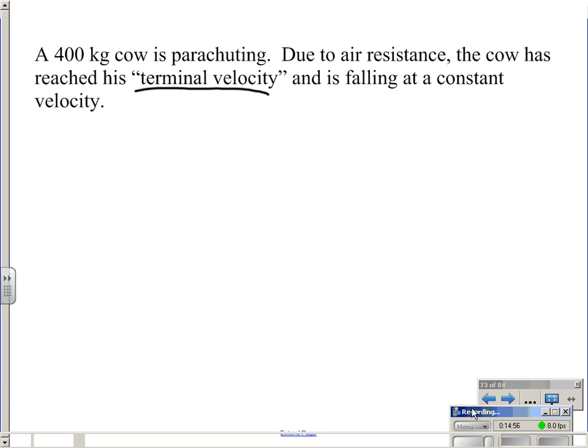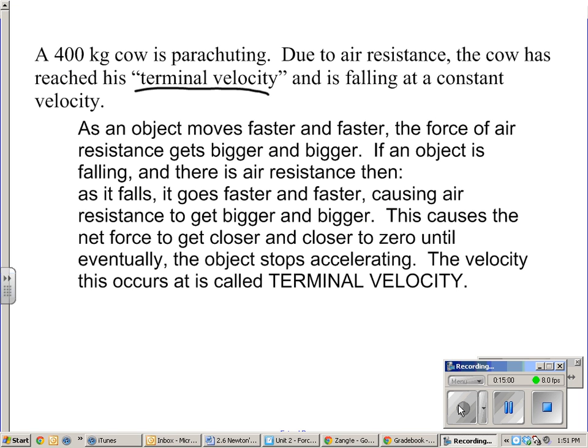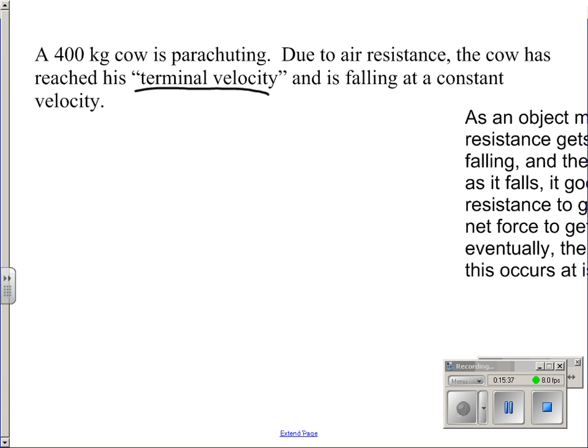So let me write down what terminal velocity is. Okay, so here's the deal with terminal velocity. As the object moves faster and faster, the force of air resistance gets bigger and bigger. You've seen that anytime you've put your hand out the window of a car, right? The faster you're going, the more wind you feel pushing your hand. So if the object is falling and there's air resistance, then as it falls, it goes faster and faster, causing the air resistance to get bigger and bigger, causing the net force to get closer and closer to zero until eventually the object stops accelerating. The velocity this occurs at is called terminal velocity. So write that down. Now that you've done that, I'm going to move this thing out of my way so we can talk about this.